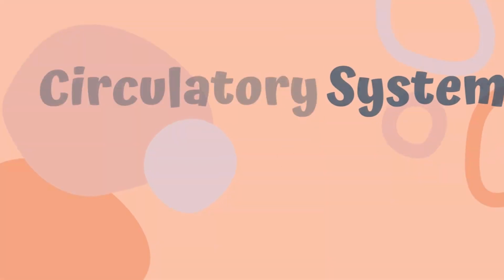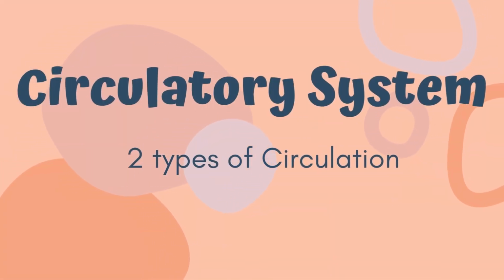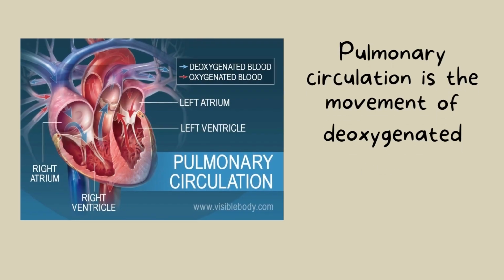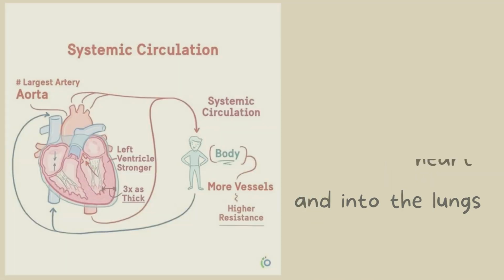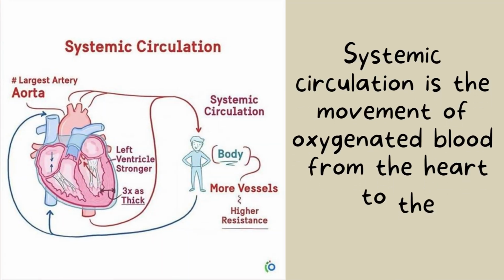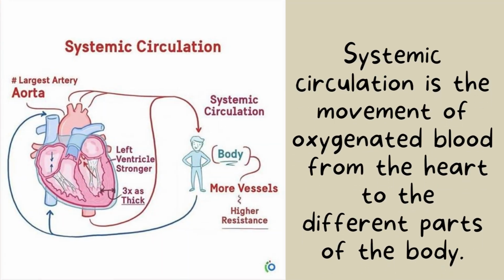Blood circulation. The circulatory system has two types of circulation: the pulmonary circulation, which is the movement of deoxygenated blood from the heart and into the lungs, and systemic circulation, which is the movement of oxygenated blood from the heart to the different parts of the body.